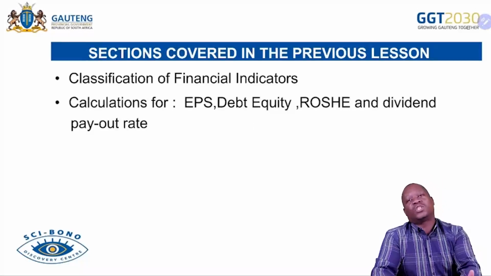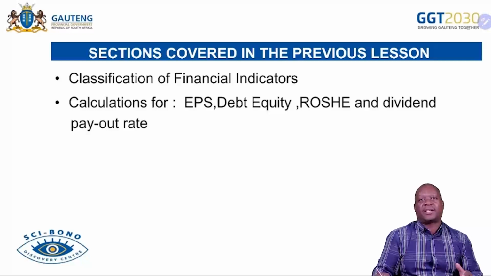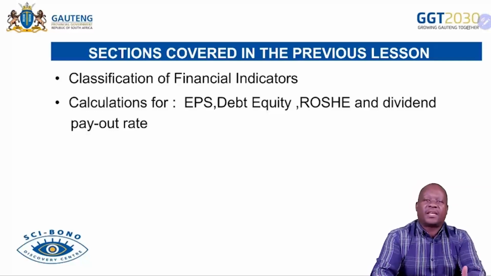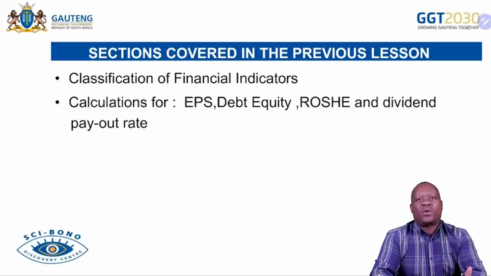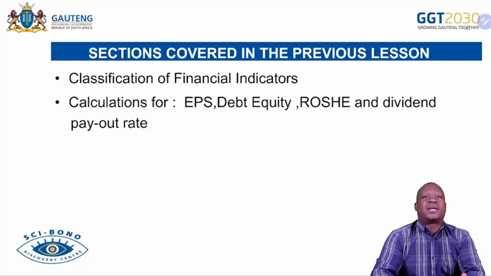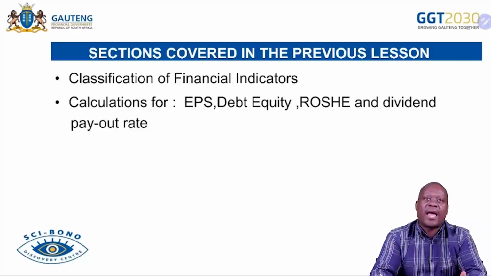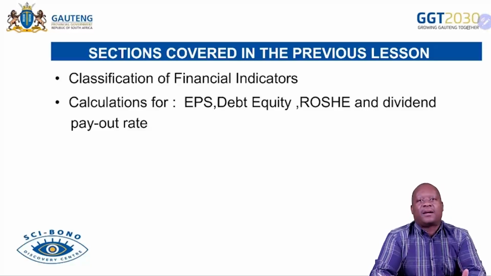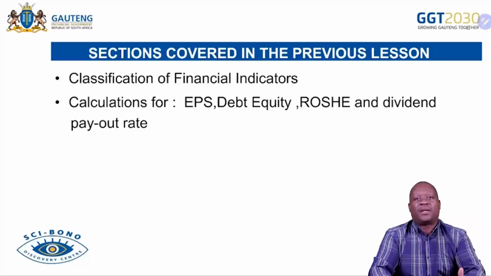And then we also looked into calculations of financial indicators. We never went through all the financial indicators that I gave you, but we picked up a few of them. I still remember we looked into the earnings per share, the debt equity ratio, the return on average shareholders' equity, as well as the dividend payout rate. These are very familiar indicators when it comes to exams. So please make sure that you remember the formulas and how they are calculated, because I bet you are going to be seeing the same in the exam.